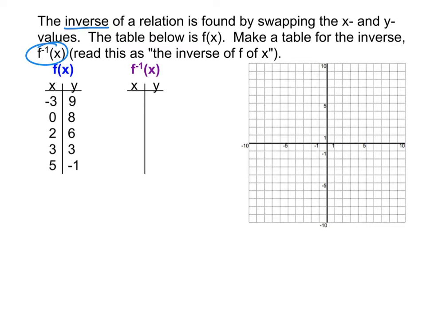Now, the cool thing about an inverse is that it really is as simple as swapping the x and y values. That's really all there is to it. So for instance, in order to make my table for the inverse of f of x, I'm going to take the points in the original and just swap the x and the y. So instead of -3, 9, it becomes 9, -3. And that's all there is to finding the inverse. So for the next one, instead of 0, 8, it's going to be 8, 0. Okay, with that in mind, go ahead and fill in the rest of the table.